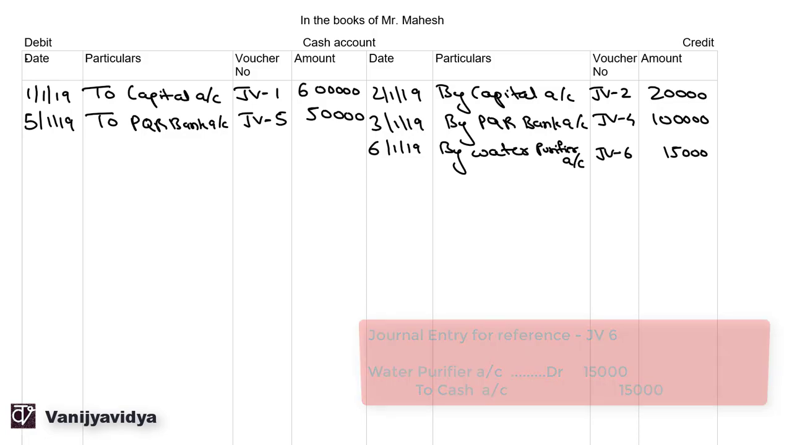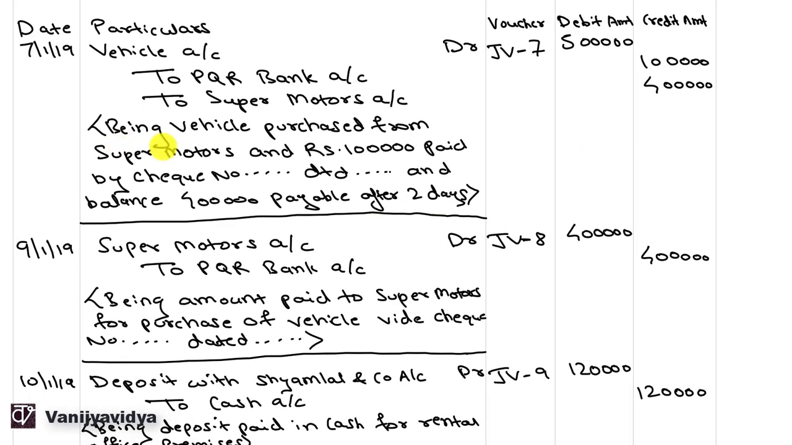Now let's move on to the next journal entry. 7 Jan 2019, vehicle account debit 5 lakhs to PQR bank account 1 lakh to Super Motors account 4 lakhs. So now there are 3 ledger accounts in this entry. Now what is the first account? Vehicle account. So on the debit side of vehicle account we will have one impact. Then on the credit side of PQR bank account we will have an impact, and on the credit side of Super Motors account we will have one impact of this journal entry. Now let's post this journal entry.